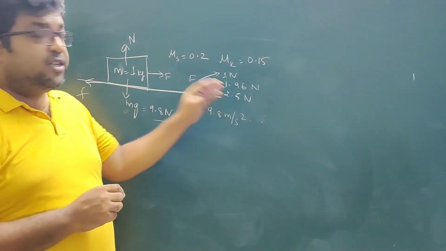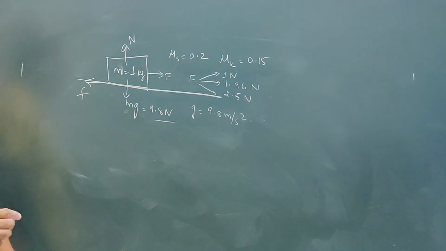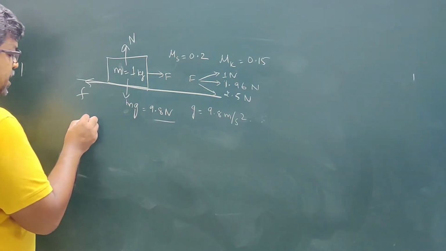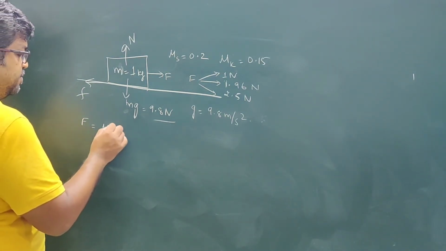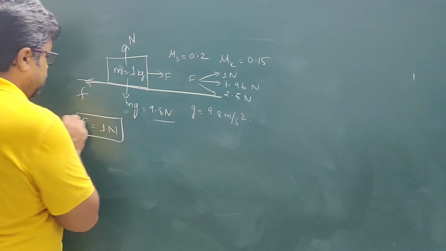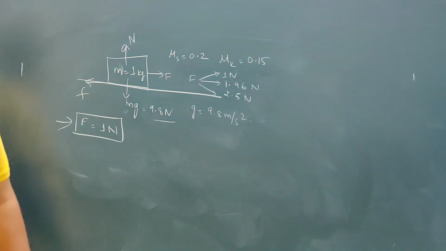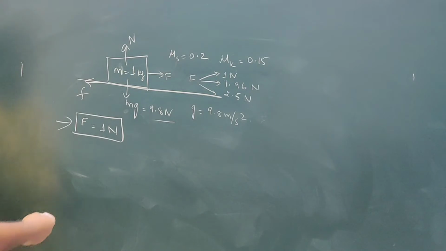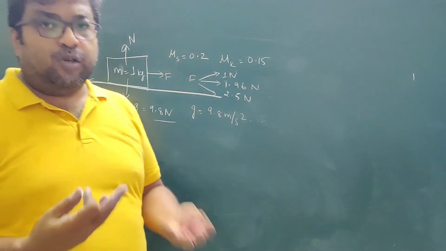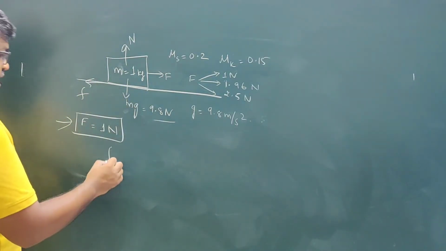Since the applied force is in this direction, the frictional force will be in the opposite direction. Now, when the applied force is equal to 1 Newton, let's see what the value of the frictional force is. I don't know whether the block is going to move or not. Let's see what the static friction is.